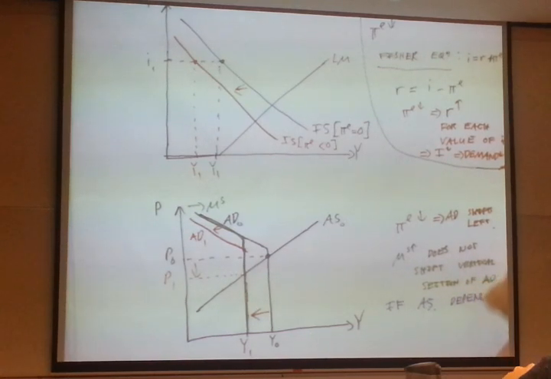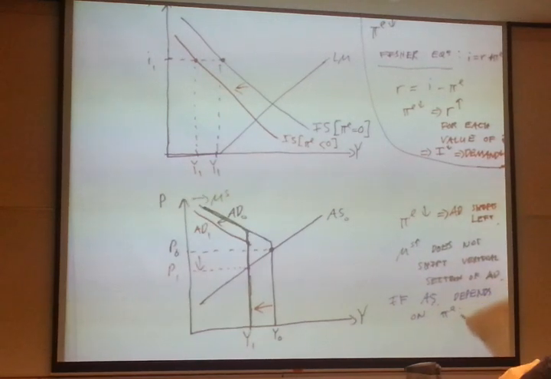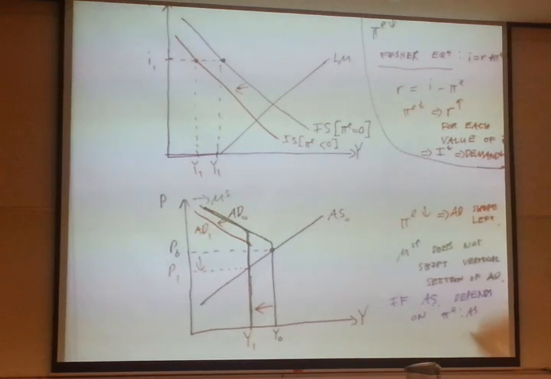So if the aggregate supply depends on expected inflation, like the worker misperceptions model, what will happen? Which way will it shift? It's going to go down. So expectations of rising prices or inflation shifts aggregate supply upwards. Expectations of falling prices or deflation shifts it downwards. AS shifts right, say.